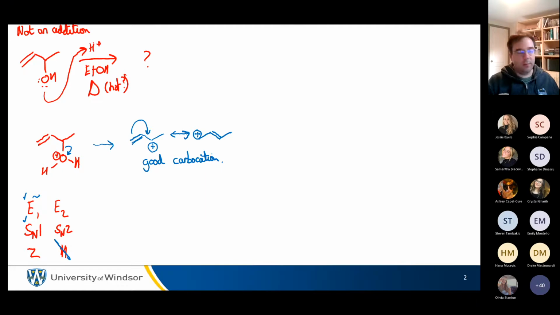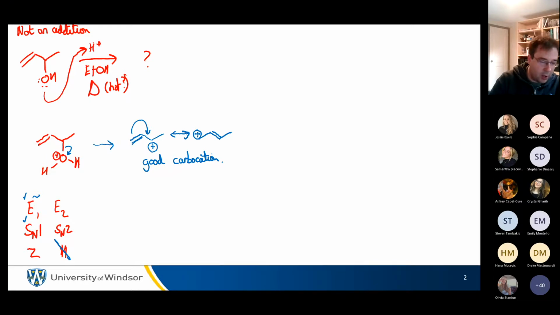Exactly, Megan. So Megan said, even if we were under acidic conditions, if we didn't have a good carbocation, we would consider SN2 and E2? Yes. Because if you can't make a good carbocation, you can't do SN1 and E1, and that leaves you with SN2 and E2. You need to make the carbocation to do SN1 and E1.